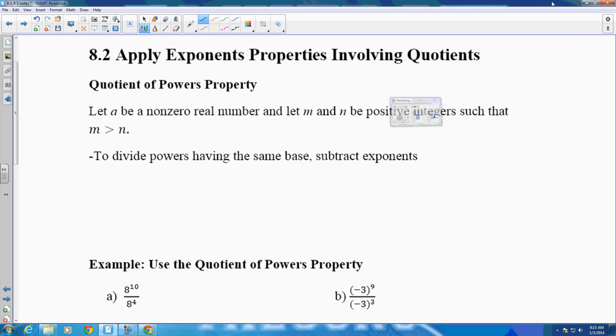Okay, we are doing section 8.2. Section 8.1 was exponent properties involving products. 8.2 is exponent properties involving quotients. So quotient is obviously when you divide two numbers. So we're going to learn what the properties are for exponents.